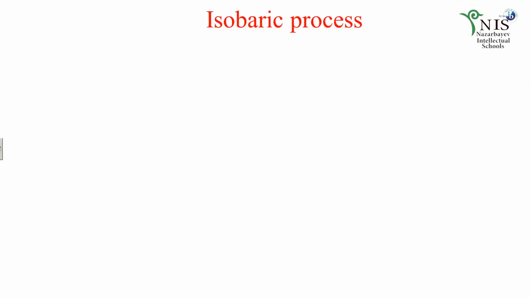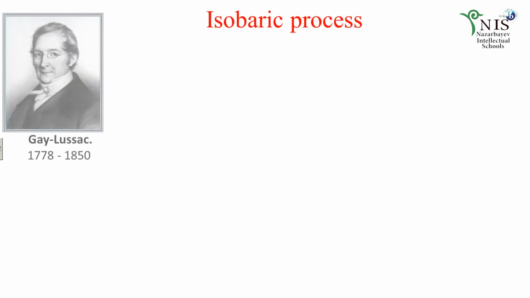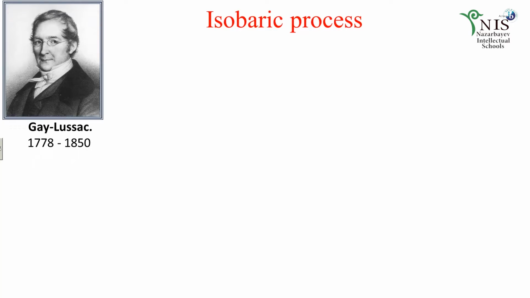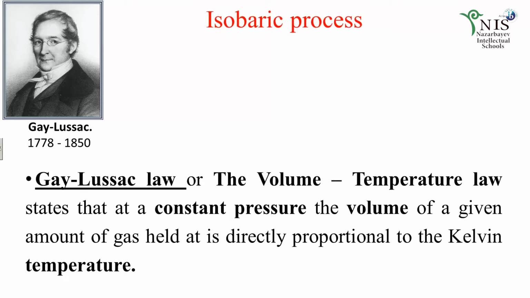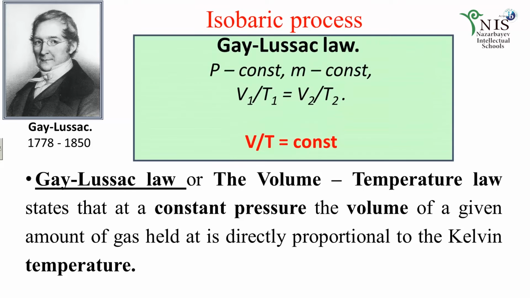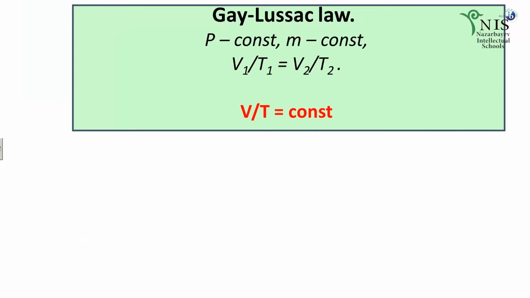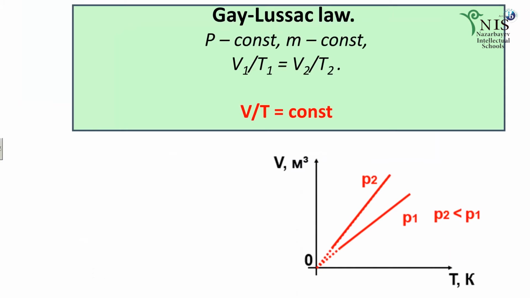The next law is known as the isobaric process, when pressure is constant. This discovery was made by the French chemist and physicist Joseph-Louis Gay-Lussac in 1802. Gay-Lussac's law states that at a constant pressure, the volume of a given amount of gas is directly proportional to the Kelvin temperature. In this graph, we can see the direct proportionality of the temperature and volume. It's found that the volume increases uniformly with temperature.